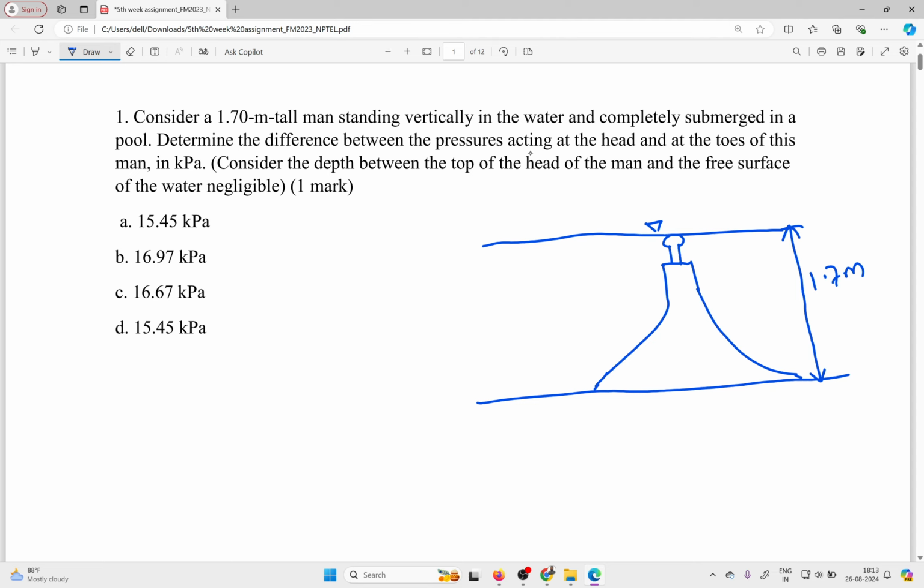Determine the difference between the pressure acting at the head and the pressure at the toes, in kilopascal. You need to calculate in kilopascal. Consider the depth between the top of the head of the man and the free surface negligible, very less. So here the depth is negligible. So how will you calculate? If depth is negligible, your hydrostatic pressure will be negligible. This will be negligible.